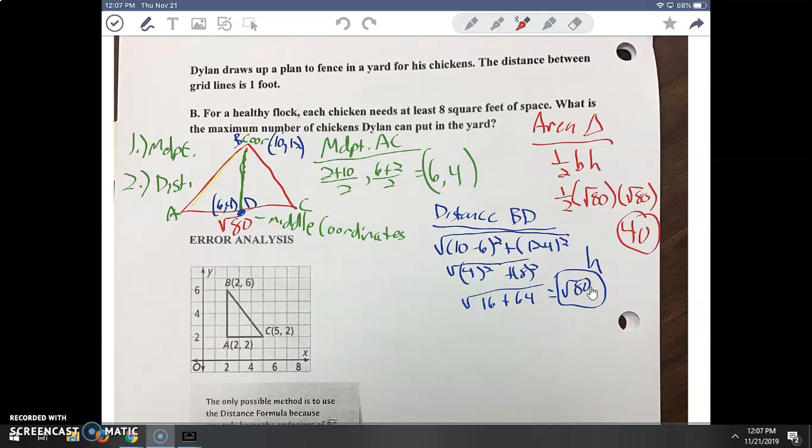Okay, so then it's asking you, how many chickens can we use? Well, if you look up here, it says you need at least 8 square feet of space for one chicken. So then we take this 40, divide it by 8, and we end up with 5. So we can get 5 chickens in that space that Dylan drew up for his yard. Yes, again, a lot of work. So be it. It's all right. You'll live.